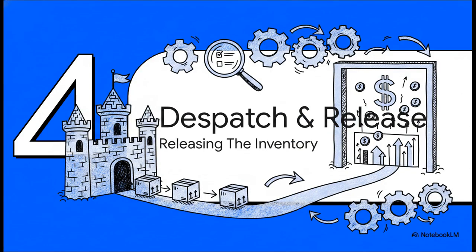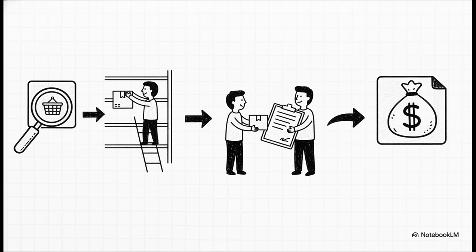Section 4. Dispatch. Releasing the inventory. Our inventory is finally ready to leave the fortress. This is where inventory turns into revenue. The absolute biggest threat here is accidentally giving inventory away for free. So these documents ensure goods only leave the building if a sale is perfectly recorded.